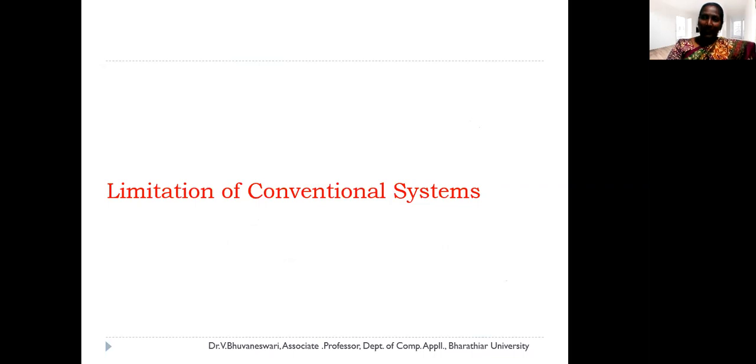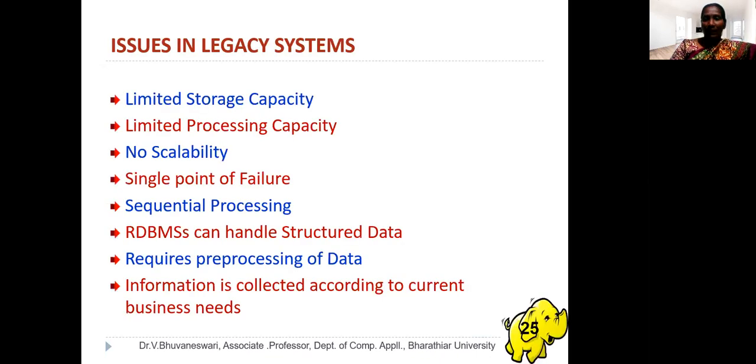Now, as of now, we have all these architectures and systems, and the question is, why should we move on to big data? What is the limitation of the existing conventional systems? We never call it a disadvantage; normally we call it a limitation, where these conventional traditional computing architectures do not fit the focus of processing such a large volume of big data. Let us have a look at the issues in the existing legacy system.